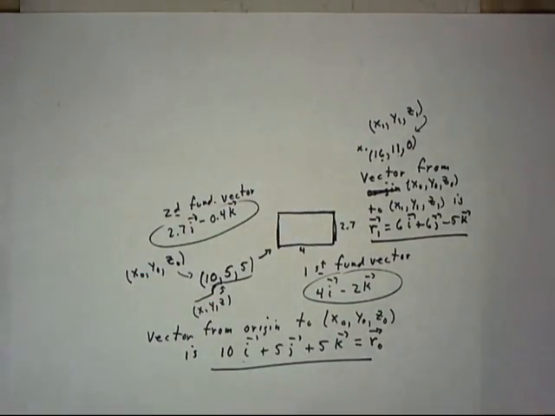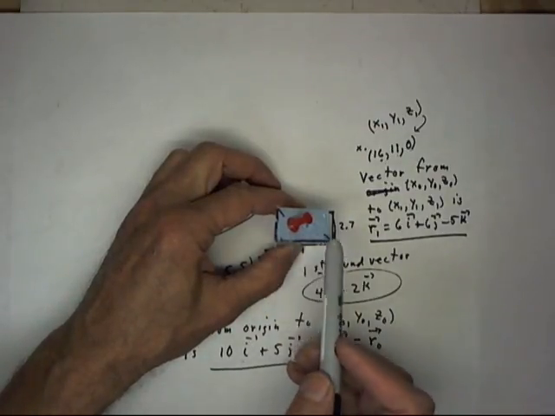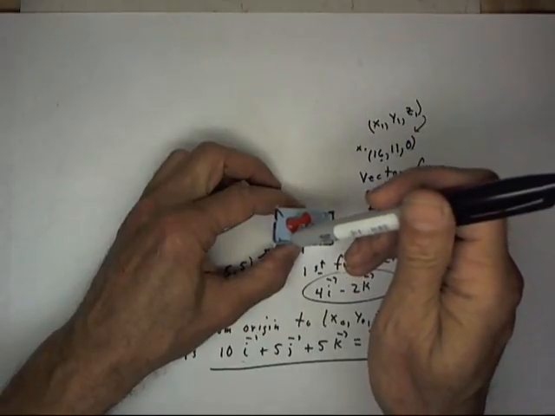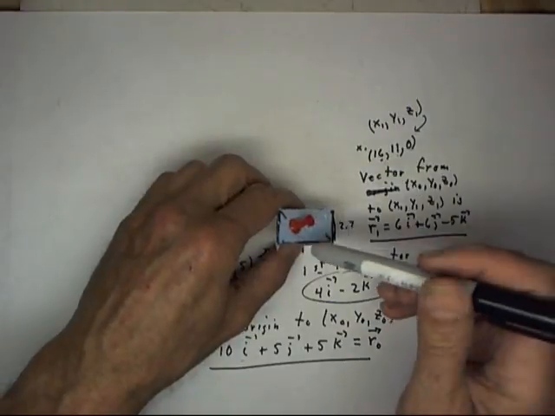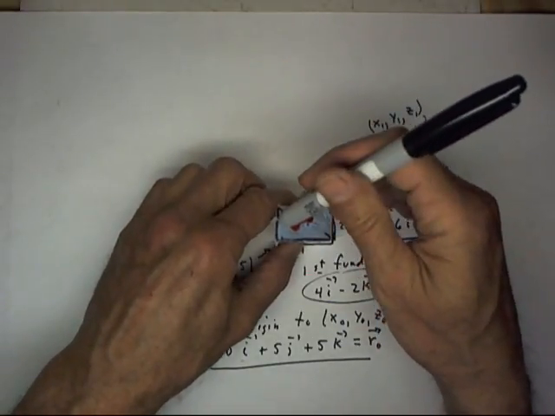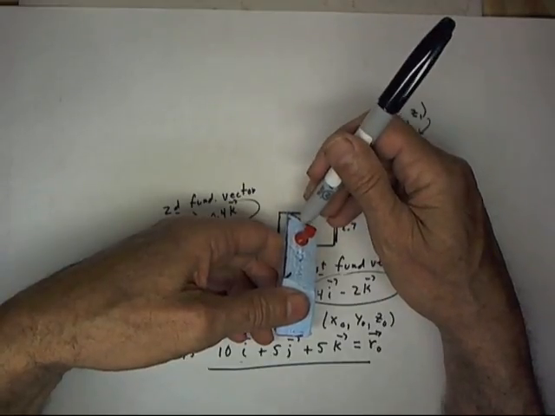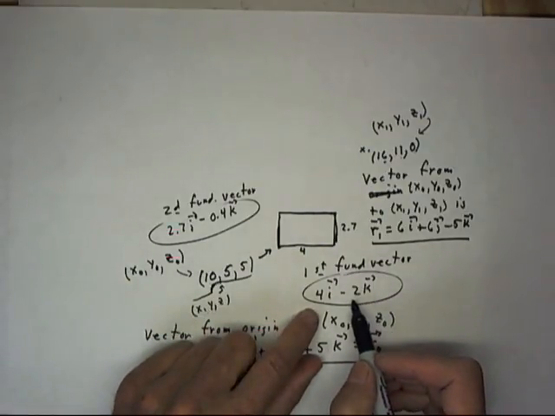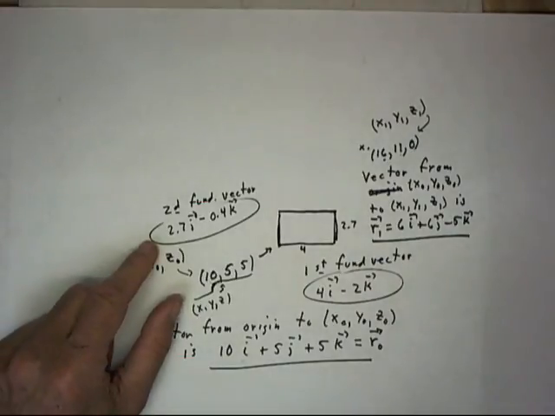Now, any vector perpendicular to this surface is going to be perpendicular to this edge. Clearly, any vector in this direction will be at a right angle with this edge. And similarly, a vector that's perpendicular to the surface will also be perpendicular to this edge, meaning that any vector perpendicular to the surface has to be perpendicular to our first fundamental vector and our second fundamental vector.